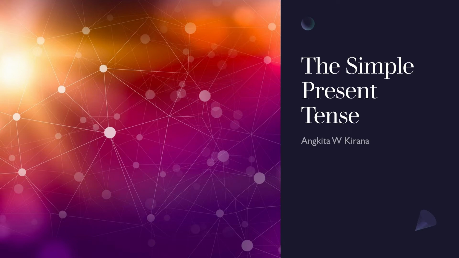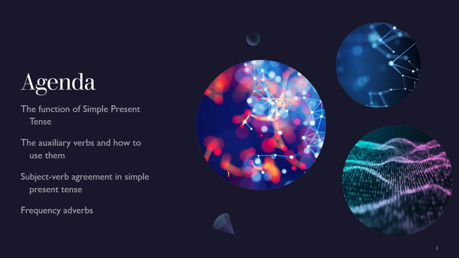Okay, so this is our agenda today. We are going to discuss the function of simple present tense, so how and when it is used in a sentence. Also, we are going to talk about the auxiliary verbs and how to use them, the concept of subject-verb agreement in simple present tense, and lastly, we are going to learn about the frequency adverbs that are usually present in a simple present tense. Okay, so let's talk about the first agenda.